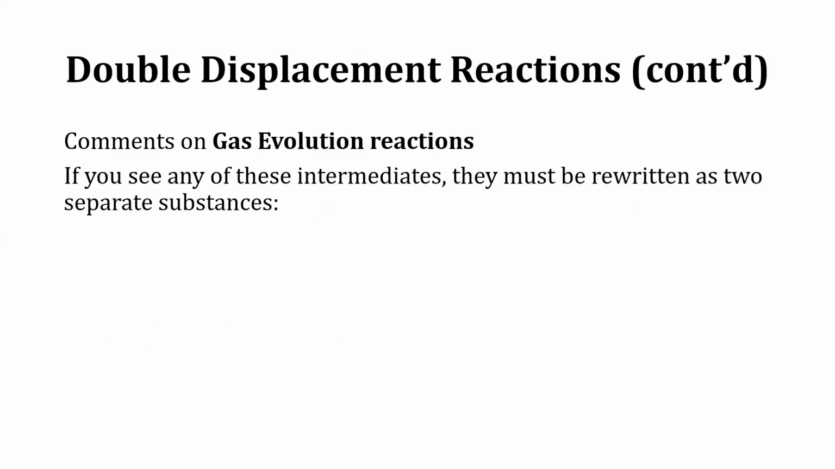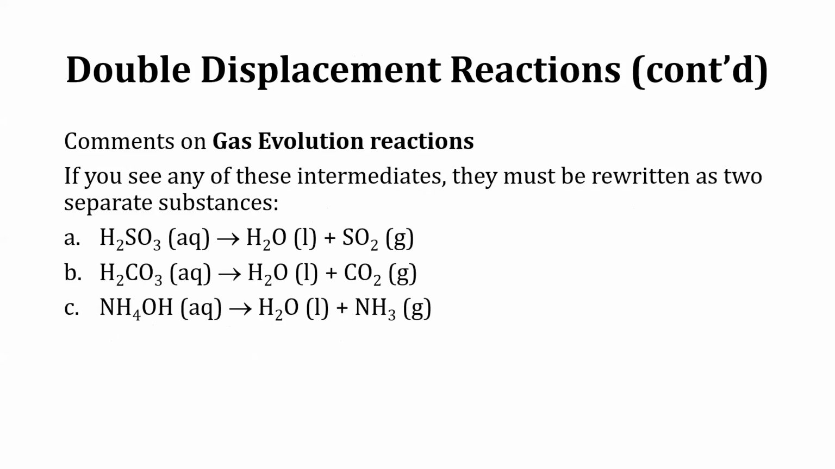Comments on gas evolution reactions. If you see any of these intermediates, they must be rewritten as two separate substances. A, H2SO3 forms H2O plus SO2. B, H2CO3 forms H2O plus CO2. C, NH4OH forms H2O plus NH3. Water is in liquid phase, and the other substance is a gas.